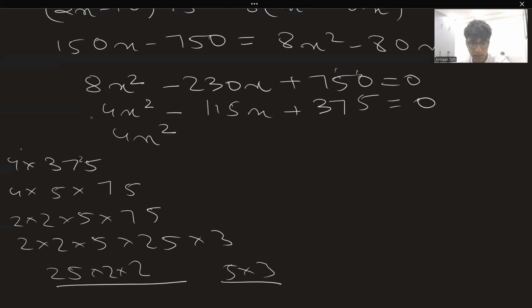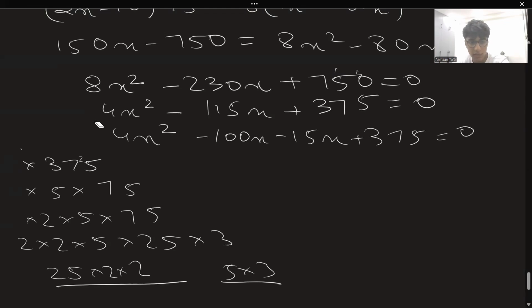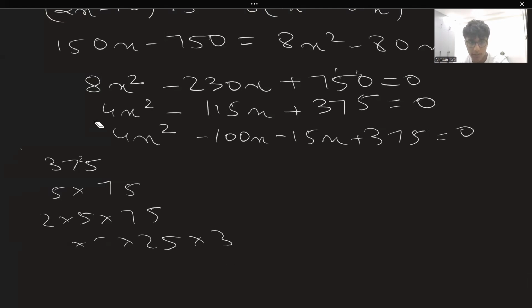Yeah, what is it? 100 into 15, right? So minus 100x minus 15x plus 375 is equal to 0. Now we can just toss out all this rough work we've done right here. Let's get rid of this, and let's move on with our question now.